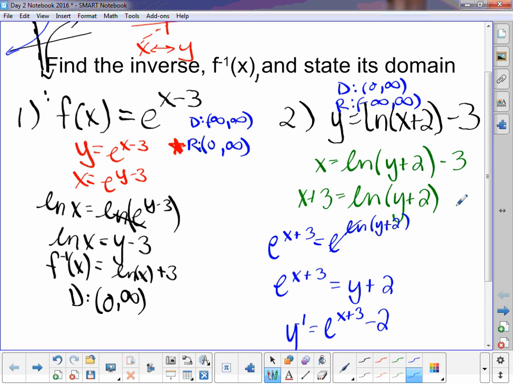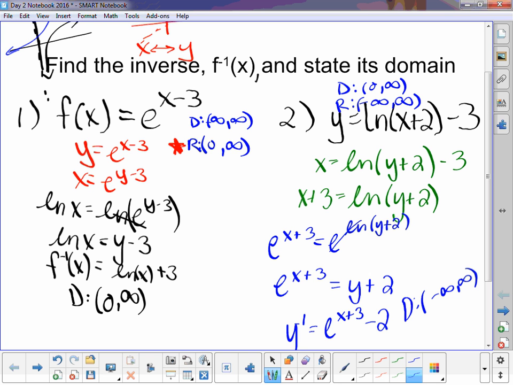Okay, so my domain is going to be what was the range. Because again, x and y flip. Infinity. And if we think about it, what is the graph of e to the x plus 3? It's going to have a domain of negative infinity to infinity.